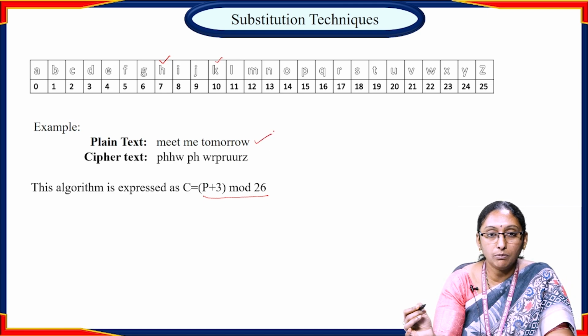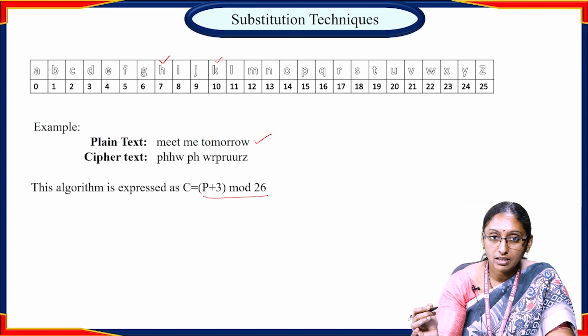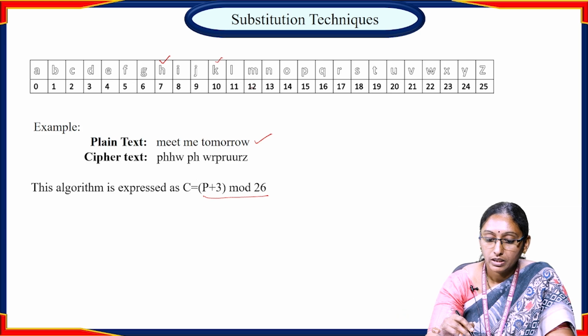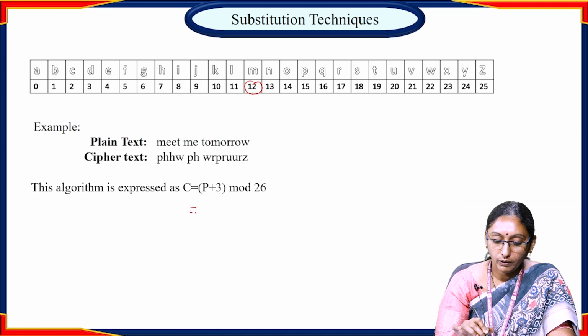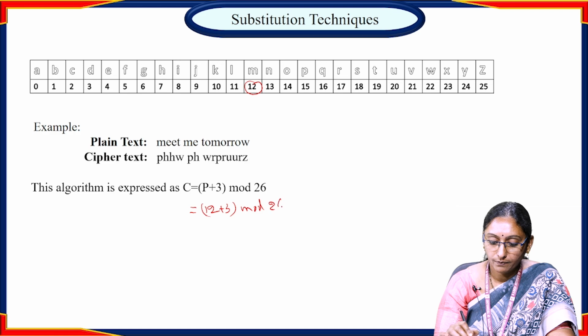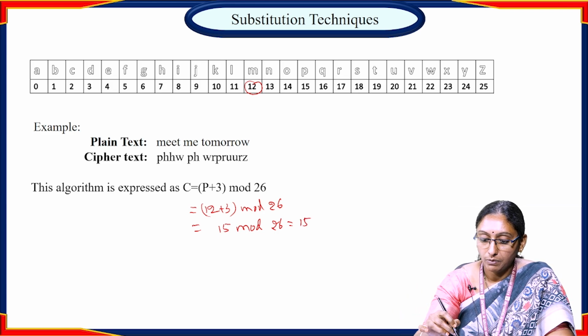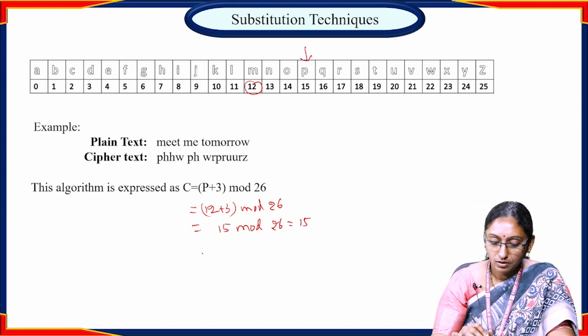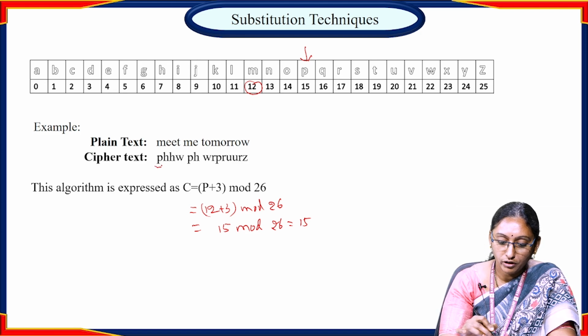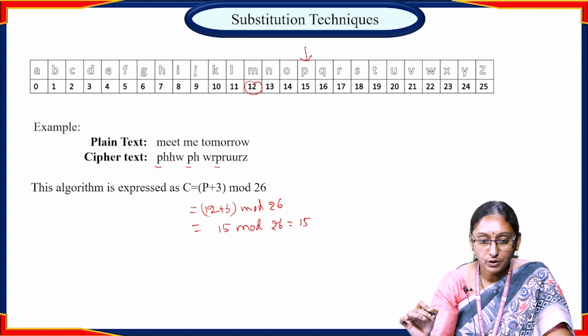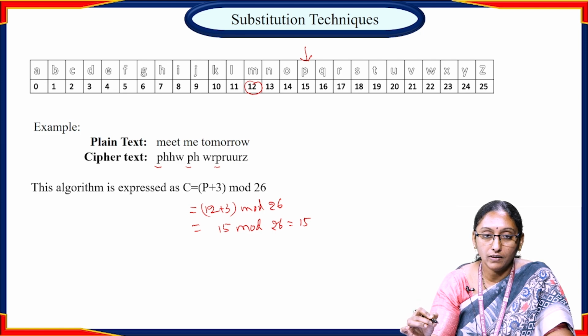Our plain text is "meet me tomorrow". What is the first letter in the plain text? M is the first letter. What is the M equivalent number? 12. Now substitute that 12 in the equation: 12 plus 3 mod 26. 12 plus 3 is 15. 15 mod 26 equals 15. What is the equivalent letter for the number 15? That is P. So M is replaced with P. Wherever you have M in the given plain text, that is replaced with P.